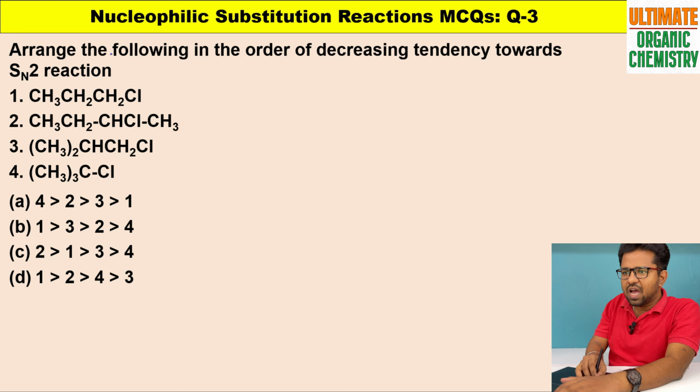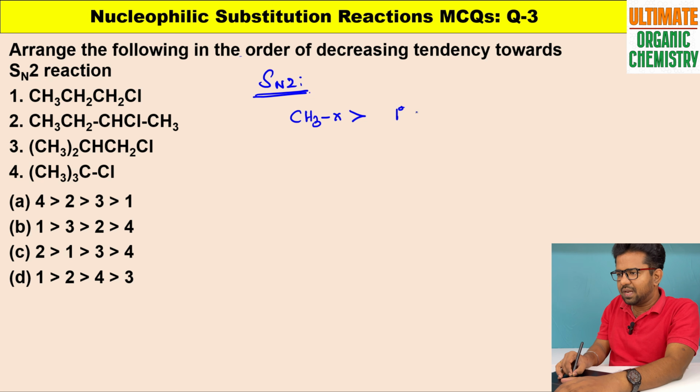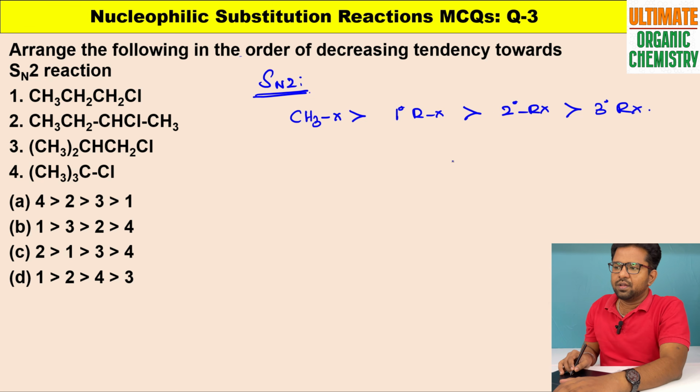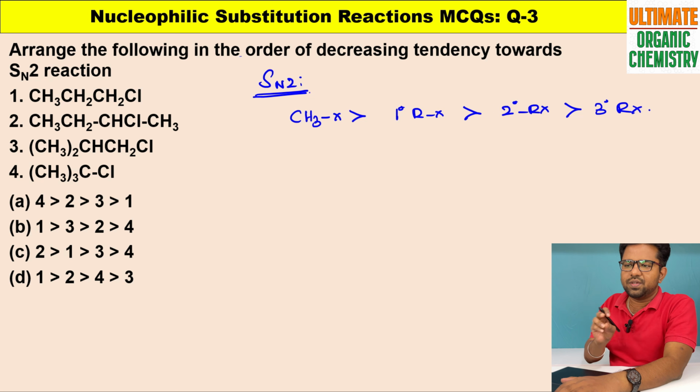Question number 3. Arrange the following in order of decreasing tendency towards SN2 reaction. Before going to that, you need to know the SN2 reactivity of alkyl halides. The most reactive alkyl halide is methyl halide, and then you have primary alkyl halide. Second one is secondary alkyl halide, and finally you have tertiary alkyl halide. So this is the general reactivity order. Based on this, you need to identify all the 4 molecules in terms of primary, secondary or tertiary.